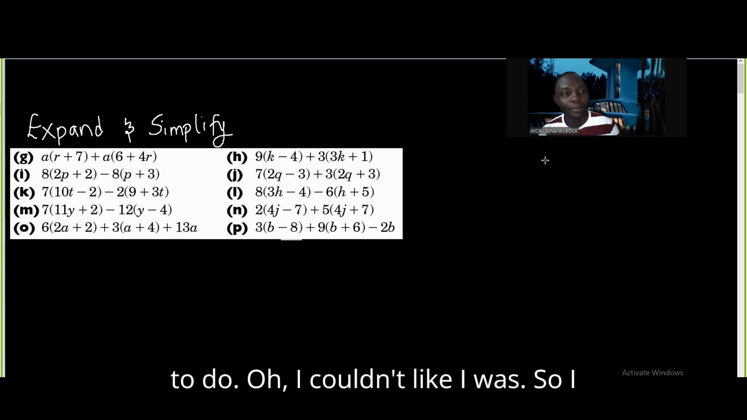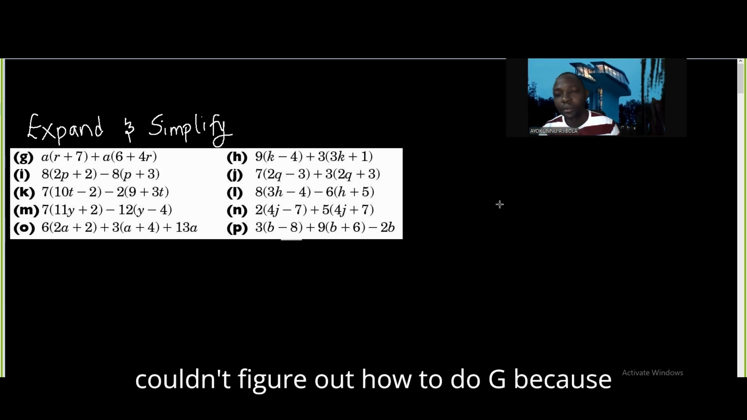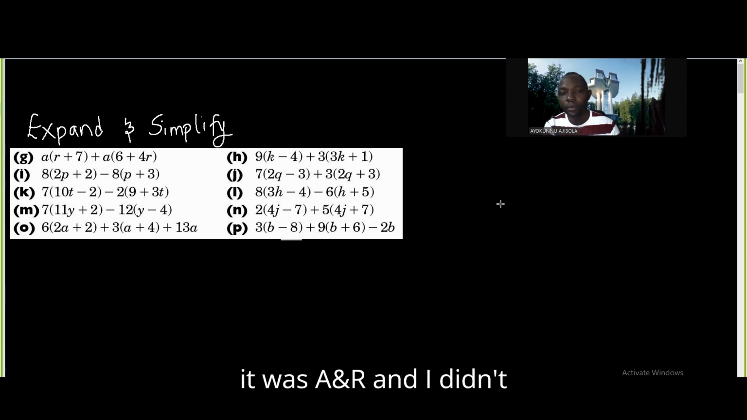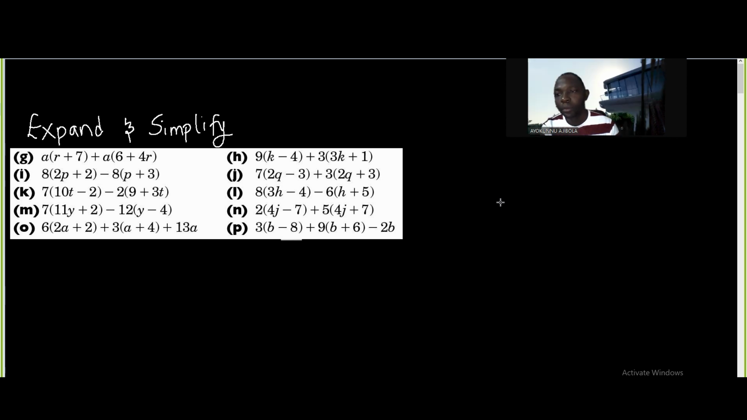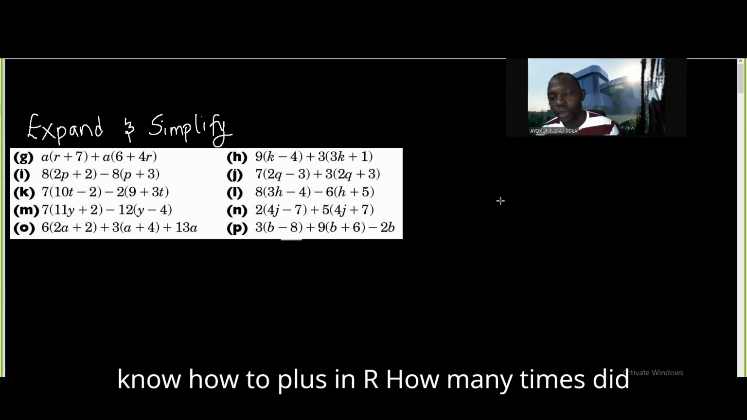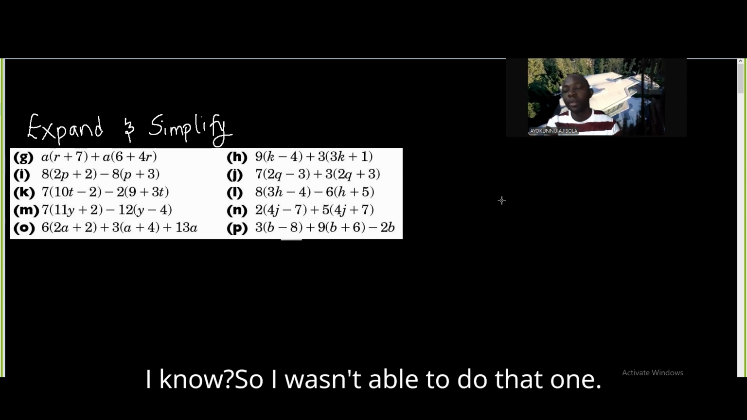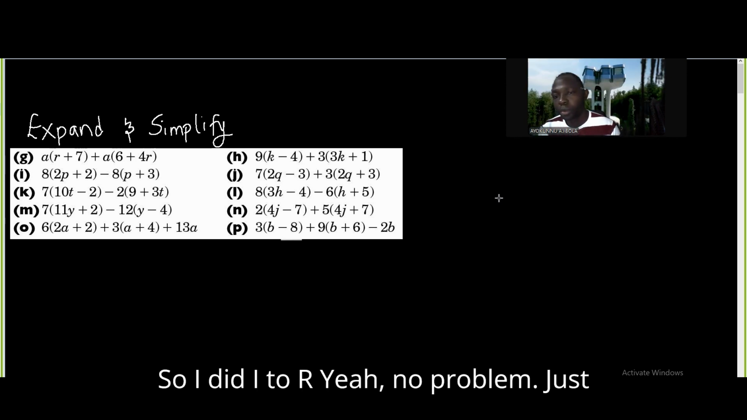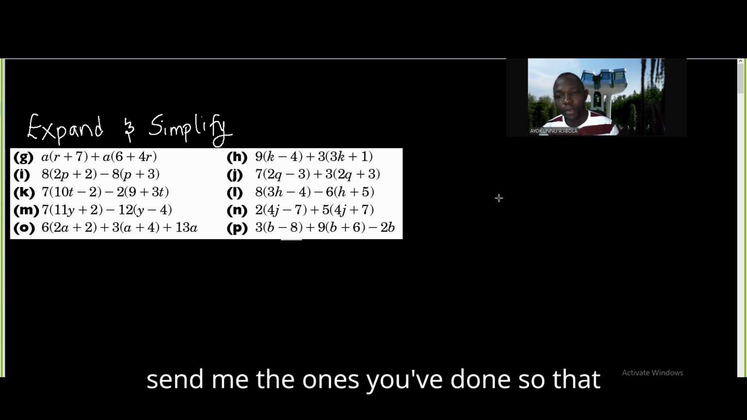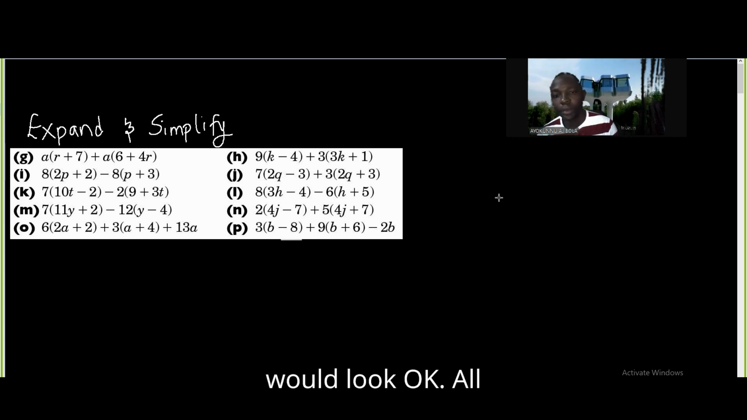I couldn't figure out how to do G because it was A and R, and I didn't know how to plus A and R. I mean times A and R. So I did I to O. No problem. Just send me the ones you've done so that we'll look at it.